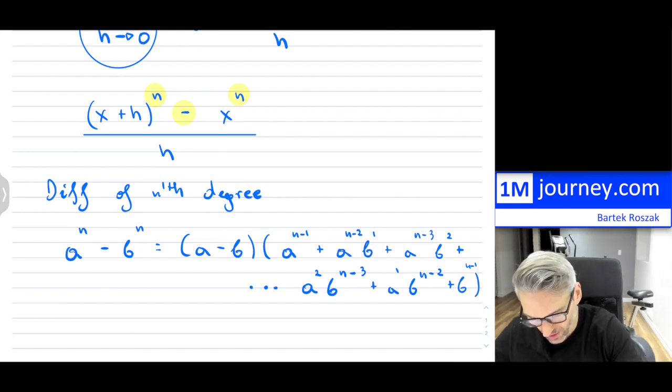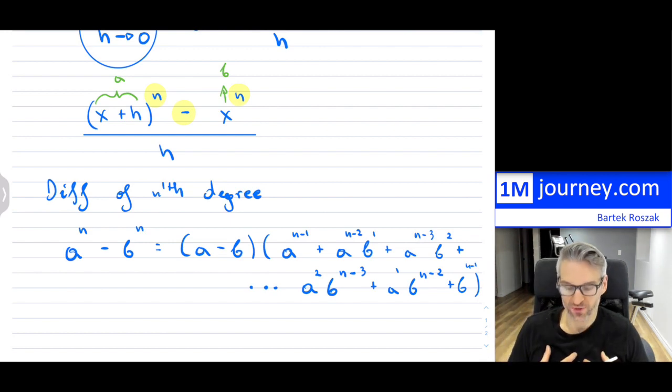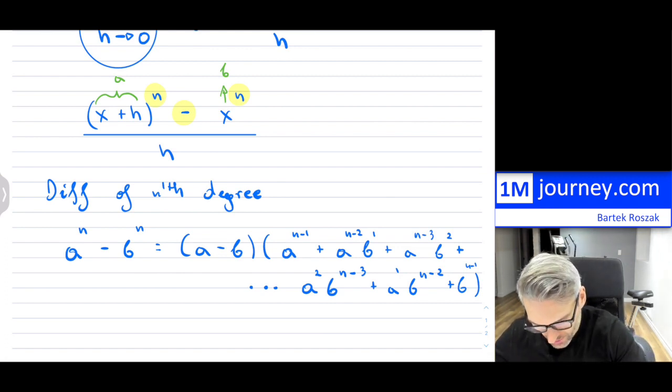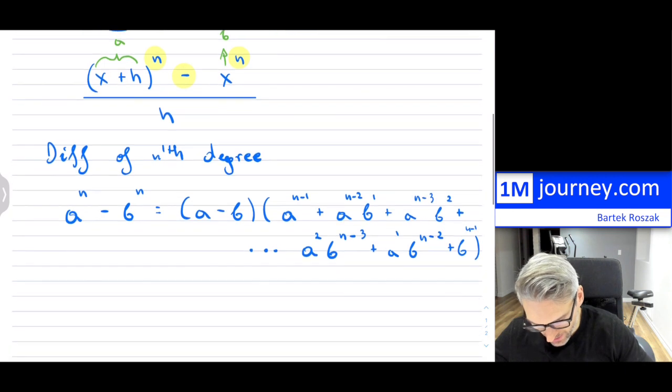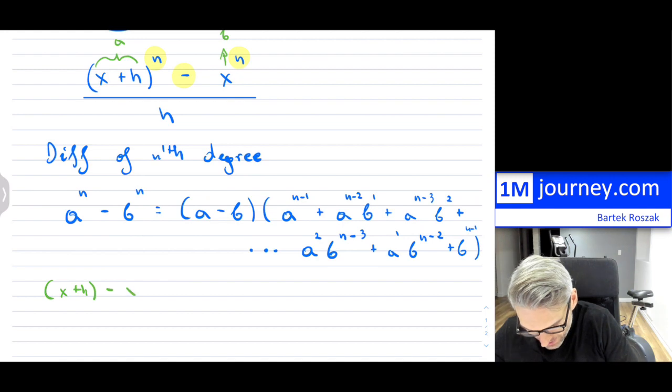You can think of this right here as your a, and you can think of this as your b. So what I'm going to be doing is factoring this out. If I factor this whole thing out, then what I will have is the following. I'm going to get (x + h) minus x. That is this term right here.